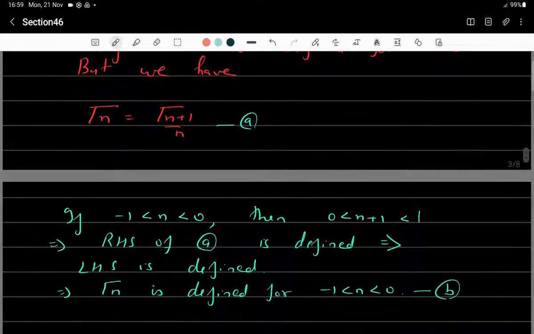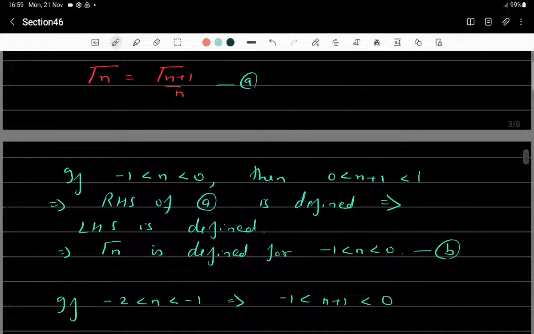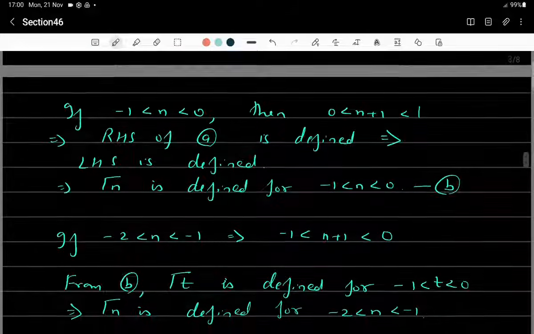Similarly, if n is from minus 2 to minus 1, then n plus 1 is from minus 1 to 0. Again, the gamma function is defined just above, from minus 1 to 0. Therefore, gamma n plus 1 is defined from minus 1 to 0, and that's why gamma n would be defined from minus 2 to minus 1. Similarly, I can extend it: when n is negative and not an integer, then the gamma function is well defined.